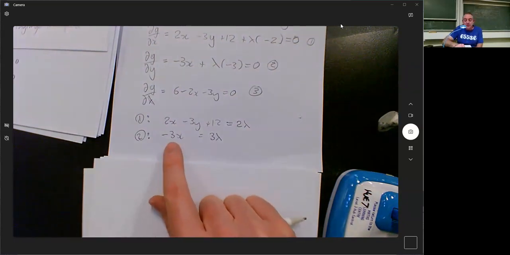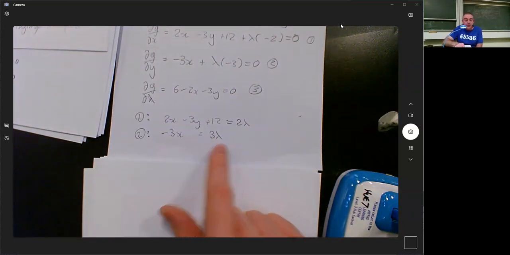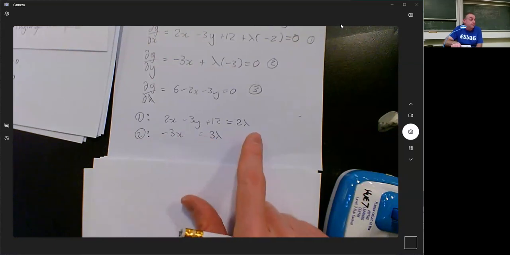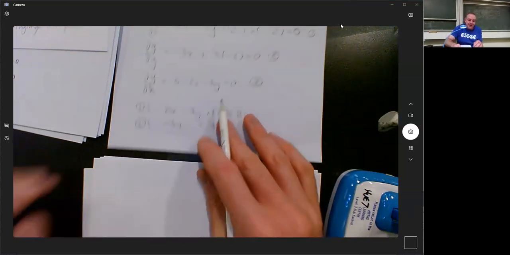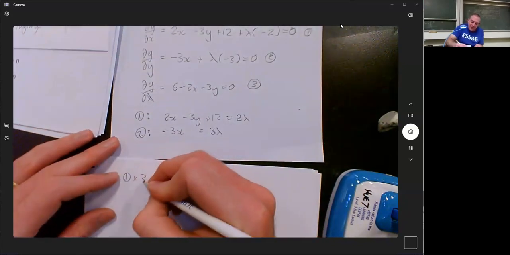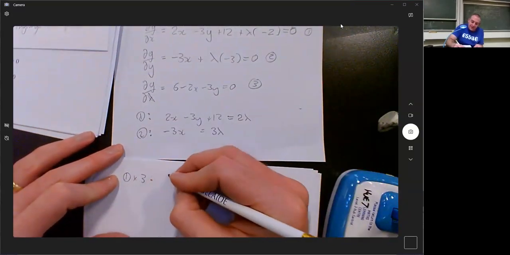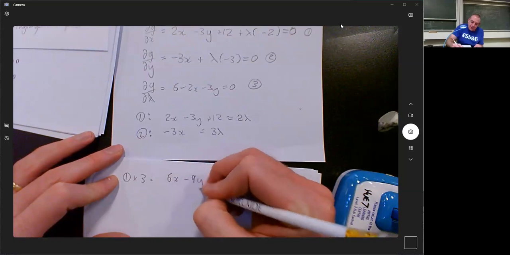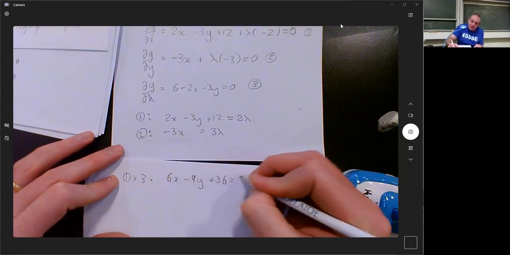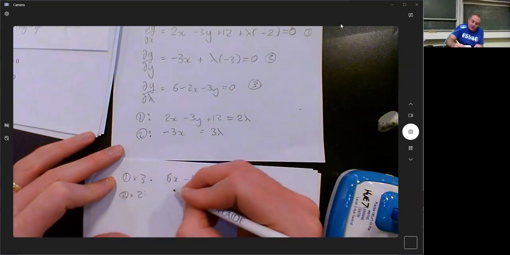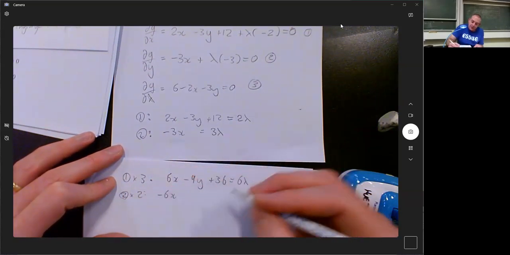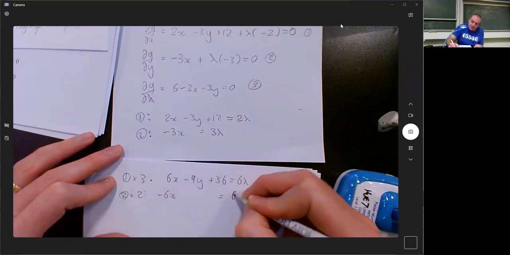I get to choose how I do this. What your lecturer did is they divided everything by 3, and you get that lambda is the same as minus x, and they subbed it in. That is my favorite plan. And so I'm going to go number 1 times 3. And so that's 6x minus 9y plus 36 is 6 lambda. And number 2 by 2, that's minus 6x is equal to 6 lambda.